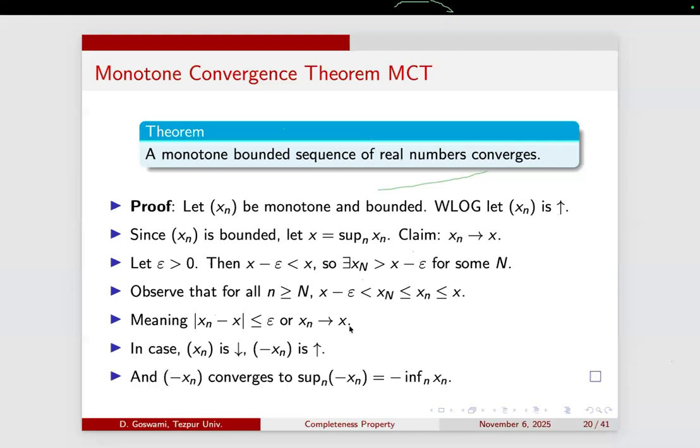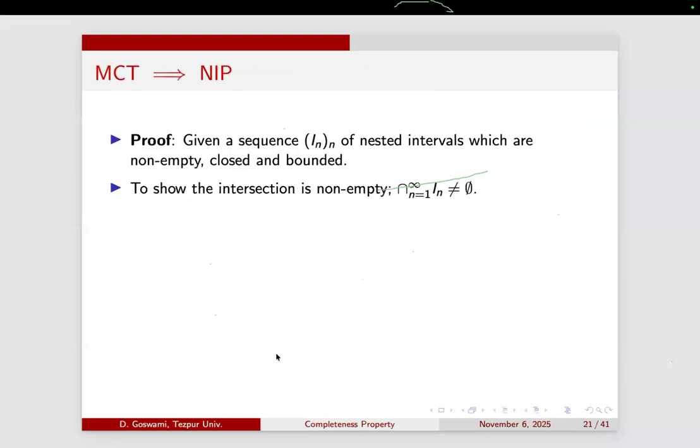That's the proof of MCT, because the other part follows immediately. If you consider x_n is decreasing, you can consider minus x_n is increasing, and the proof is immediate. So in both cases, a monotone bounded sequence converges. That's MCT. We want to show that this sequential property is in fact equal to the set property, that is, the nested interval property.